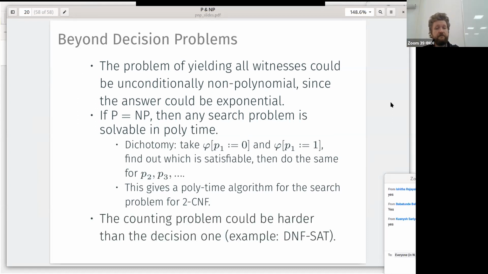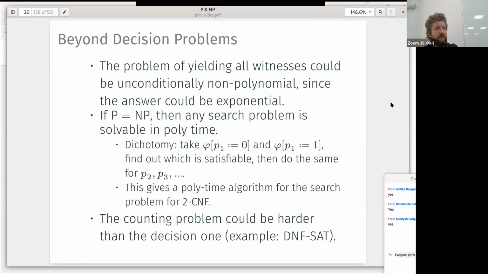The counting problem, on the opposite, could be harder than the decision one. And the example, this is, by the way, an exercise for you, is DNF SAT. So for DNF SAT, we have the following two statements. First, DNF SAT as a decision problem is polynomially decidable, right? Because for DNF, we discussed that, it's sufficient just to check each clause.